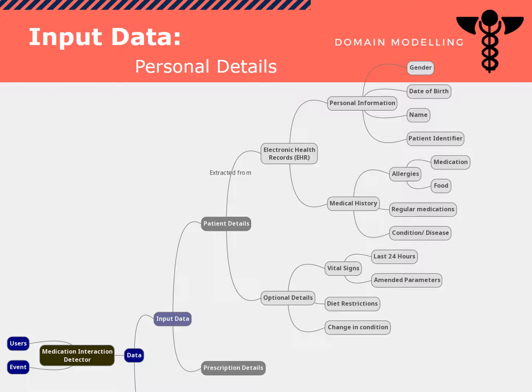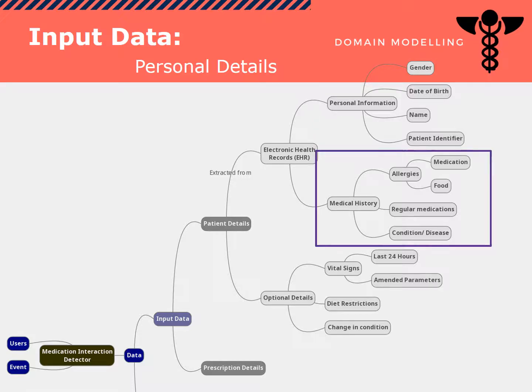Input data mainly consists of patient details and prescription details. In the personal details section on the top, there is information that can be obtained from the electronic health records, including the patient's basic personal information such as the NHI, name, date of birth, and gender to simply identify a patient's profile, which can also be used for tracking purposes.